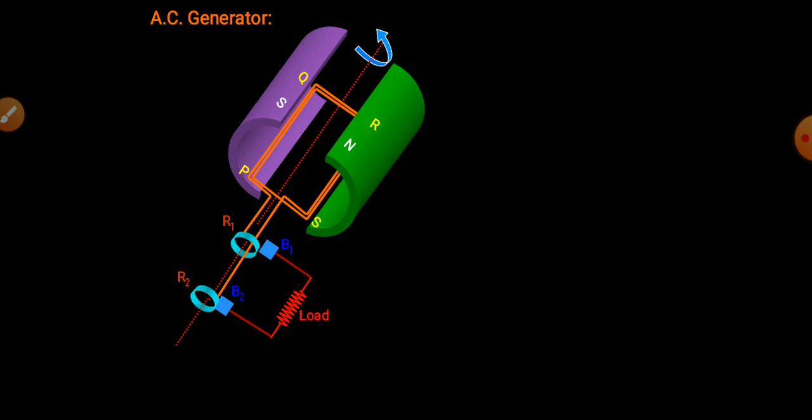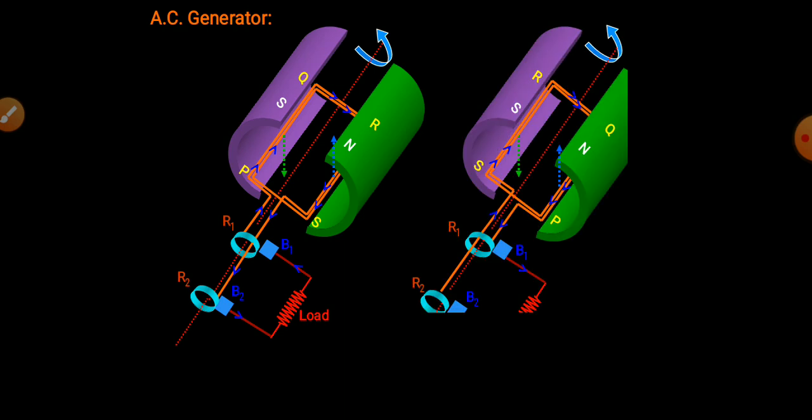As the coil is rotated in the magnetic field, the angle theta between the field and the normal to the coil changes continuously. Due to this change, the magnetic flux linked with the coil changes and EMF is induced in the coil.